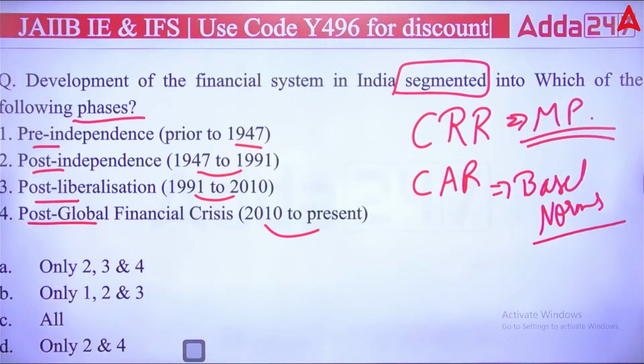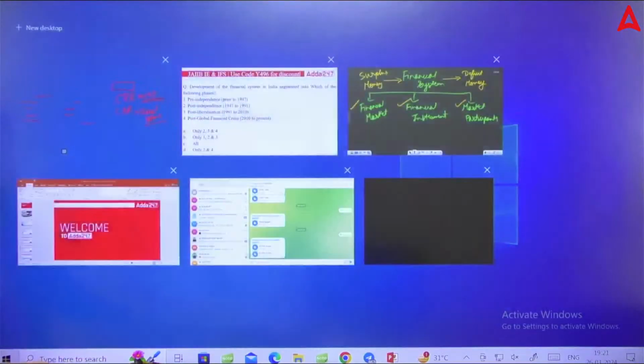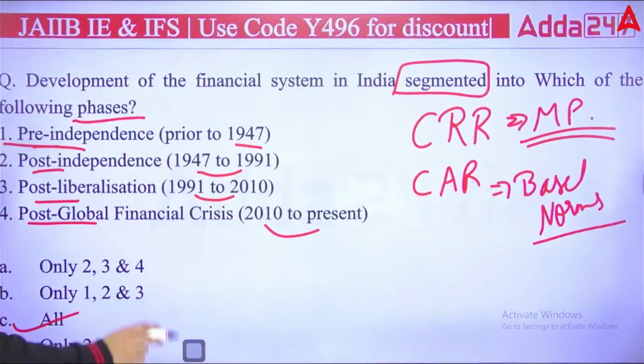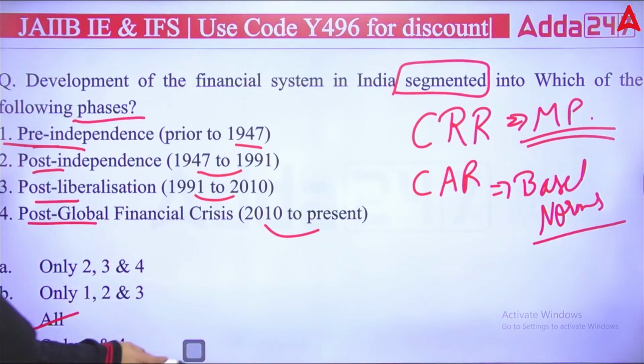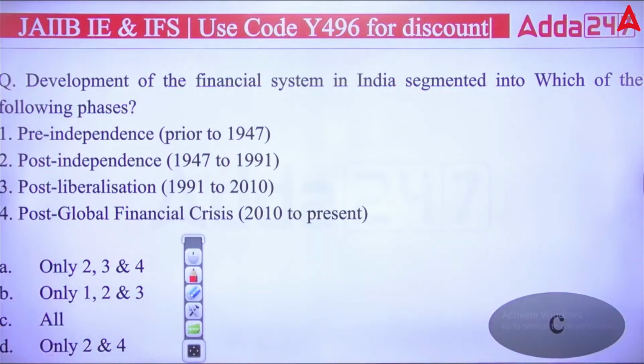Okay, and you are saying A, second, third and fourth. What's wrong with the first? All are correct. The C option will be correct. The right answer is all. The first is also correct. The pre-independence period was also there, prior to 1947. Why are you saying A? So the right answer will be your C option.